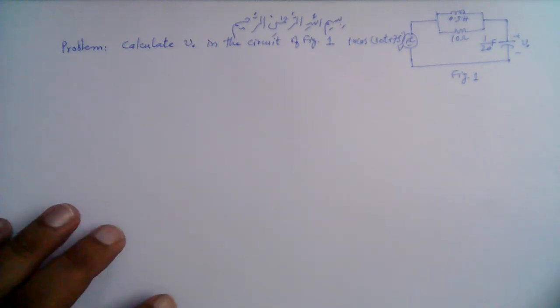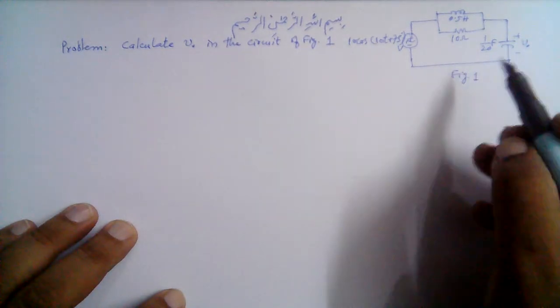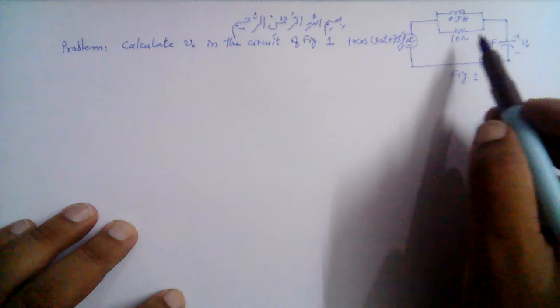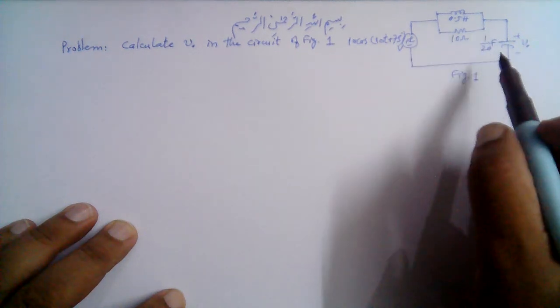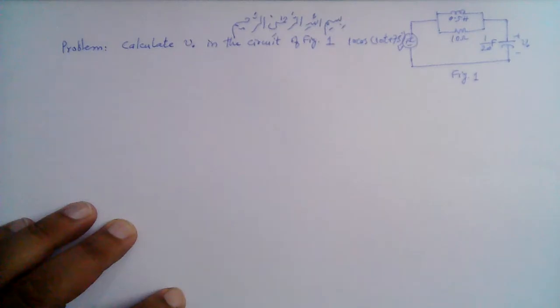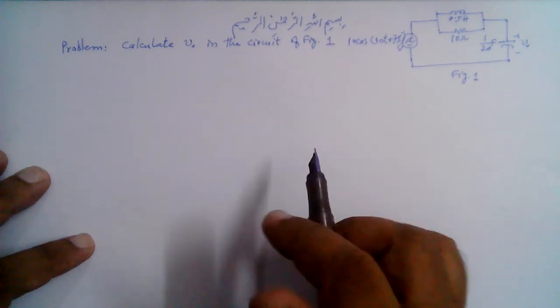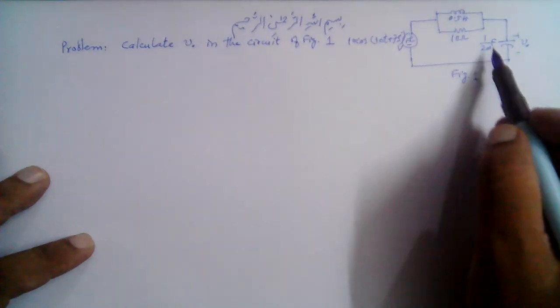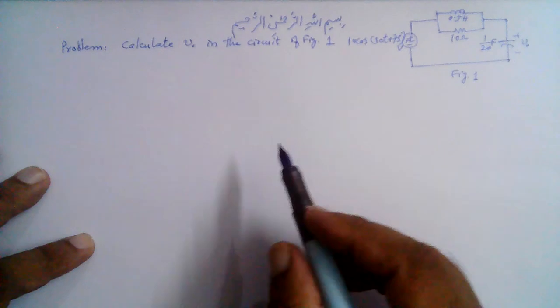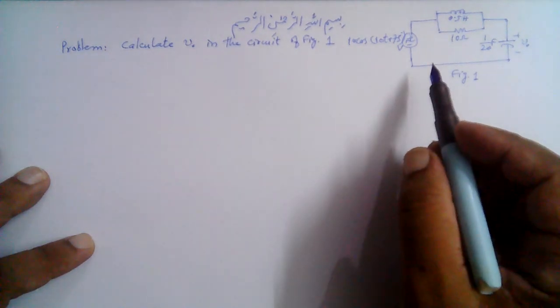Calculate V naught in the circuit of figure 1. So this is the figure we are given, and this is the circuit. So we need to find V naught here across this capacitor. So we will be better off if we transform the circuit into the phasor domain first.